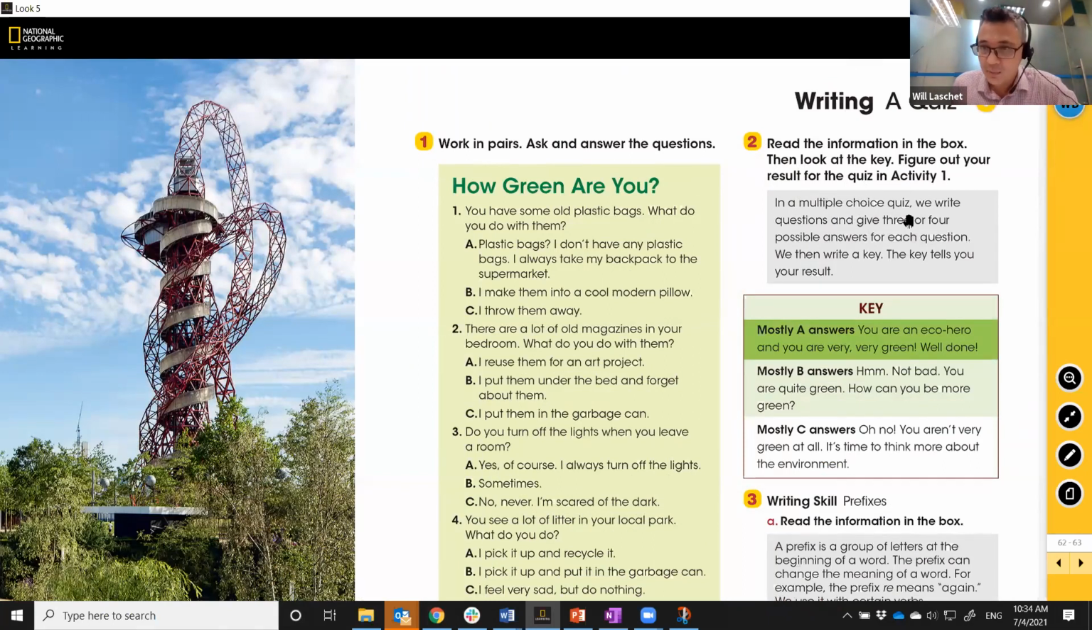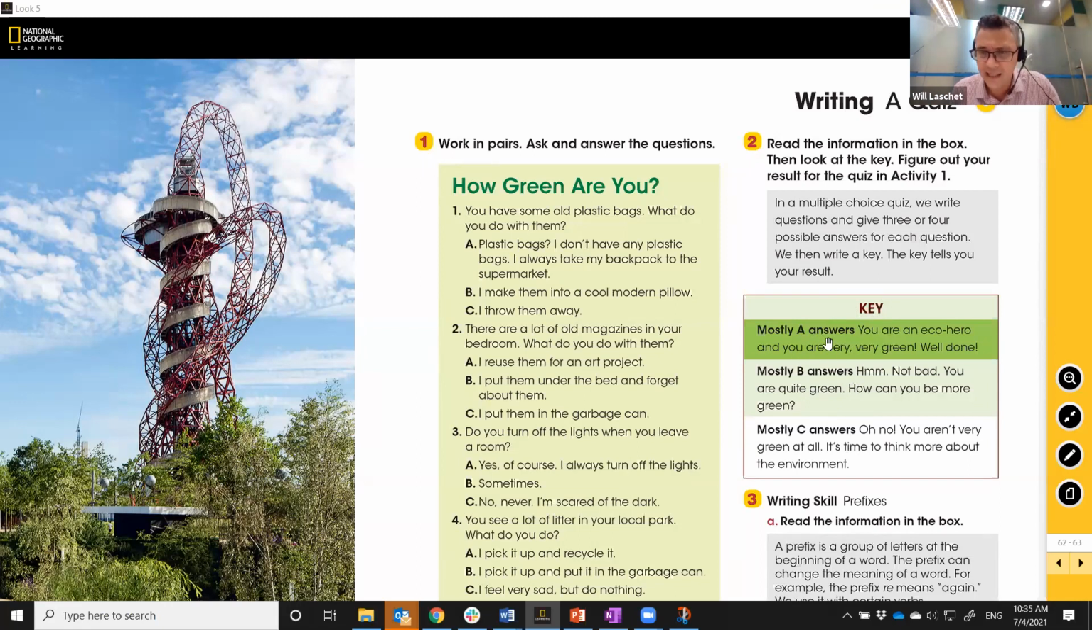So it says here in the multiple choice quiz, we write questions and then we give 3 or 4 possible answers for each question. Then we write a key, and the key tells you your result. This is the kind of quiz that you often find in magazines, and I often see this kind of quiz on Facebook, on social media. It tells you, take this test to find out what kind of person you are. They're fun quizzes that we do. And an important part is the key.